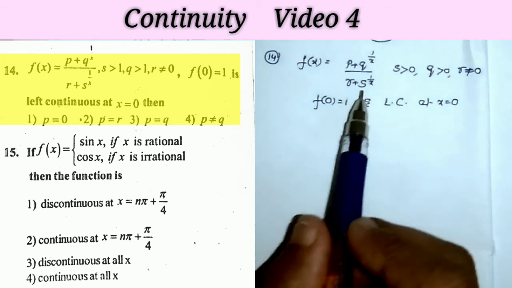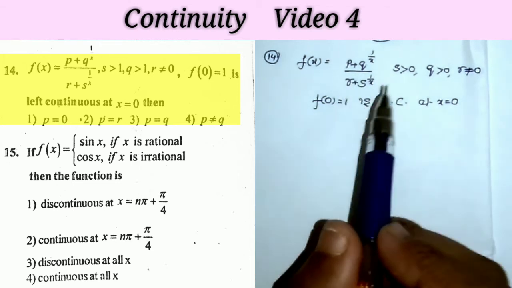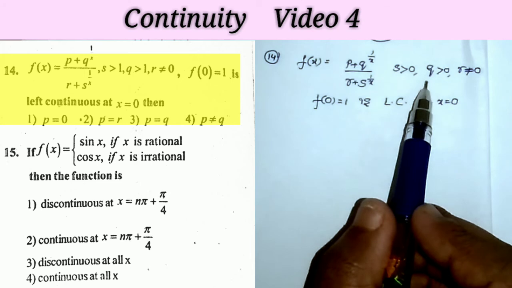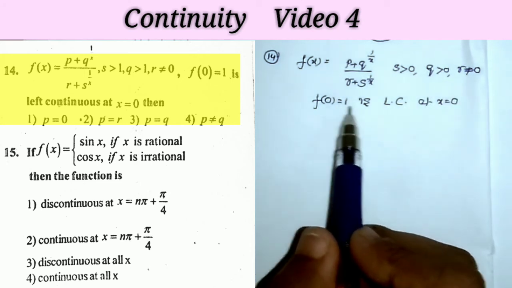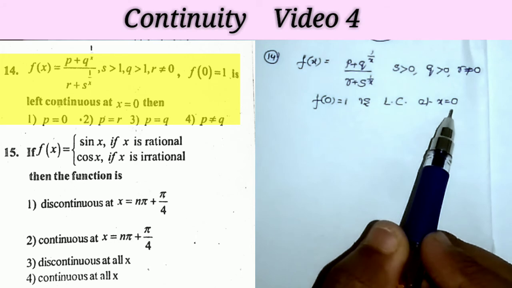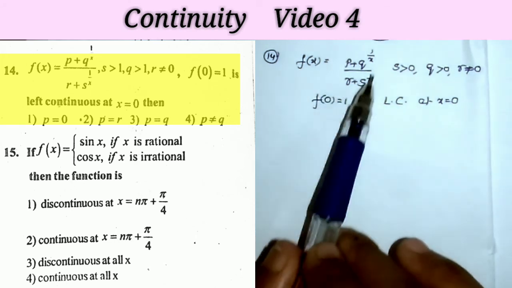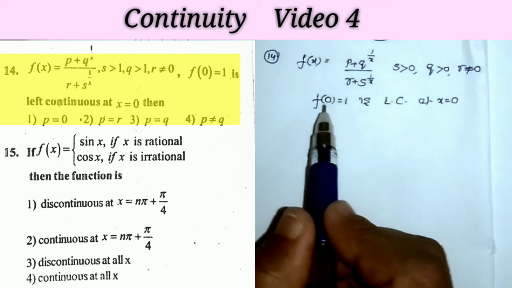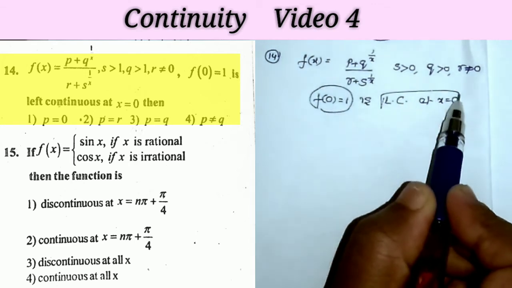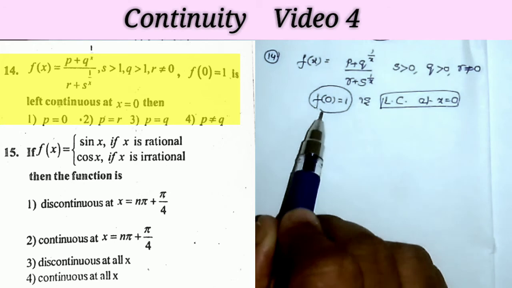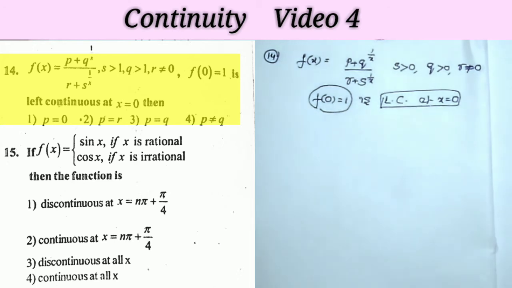Next problem, sum number 14. If f of x is equal to p plus q power 1 by x by r plus s power 1 by x, where s greater than 0, q greater than 0 or not equal to 0, f of 0 is equal to 1 is left continuous at x is equal to 0. So given that one function is given, and f of 0 is equal to 1, and also the function is left continuous at x is equal to 0, by using these two conditions we have to tell the relation between them. That is the given question.